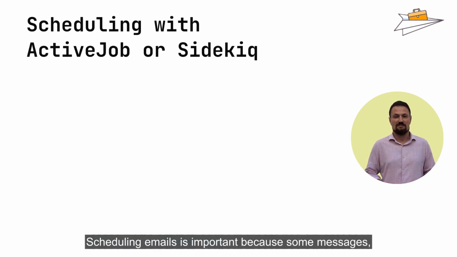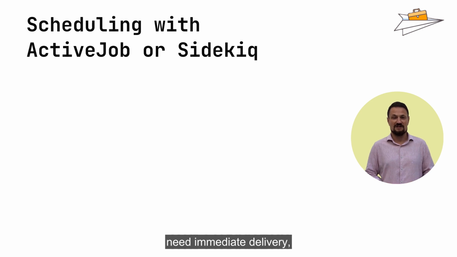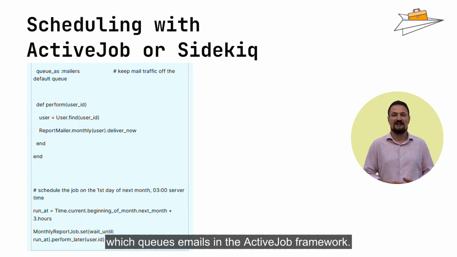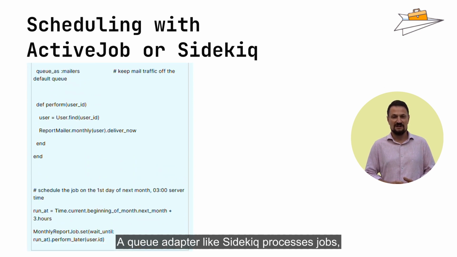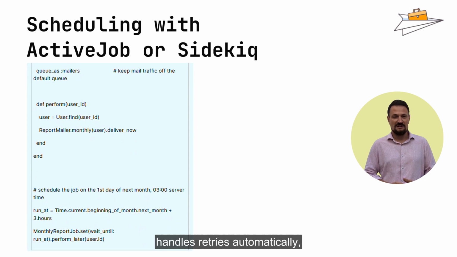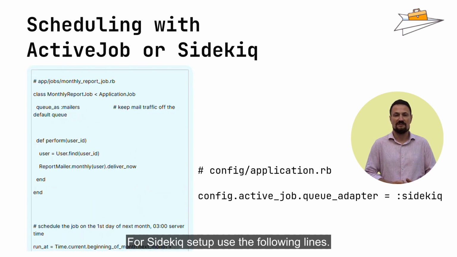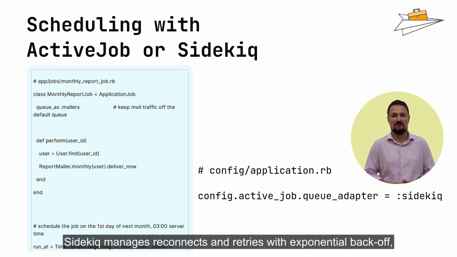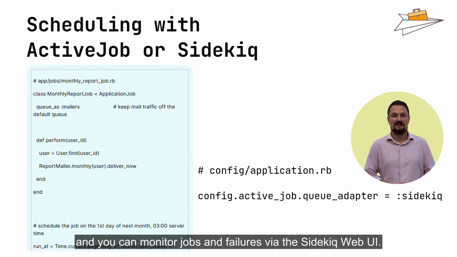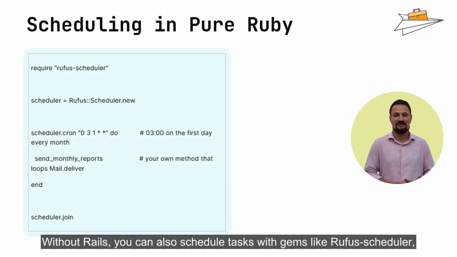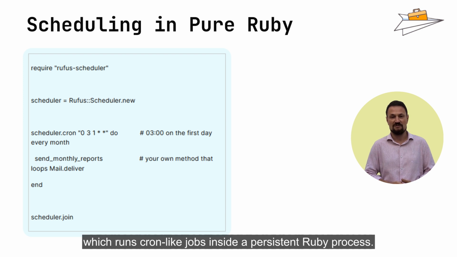Scheduling emails is important because some messages, like password resets, need immediate delivery, while others, such as monthly reports, can wait for off-peak hours. Rails provides deliver_later, which queues emails in the Active Job framework. A queue adapter like Sidekiq processes jobs, handles retries automatically, and prevents your script from blocking. For Sidekiq setup, use the following lines. Sidekiq manages reconnects and retries with exponential backoff, and you can monitor jobs and failures via the Sidekiq web UI. Scheduling in pure Ruby. Without Rails, you can also schedule tasks with gems like Rufus Scheduler, which runs cron-like jobs inside a persistent Ruby process.